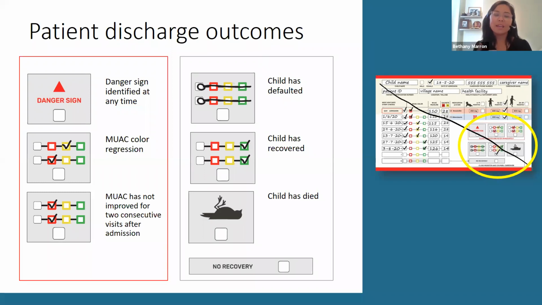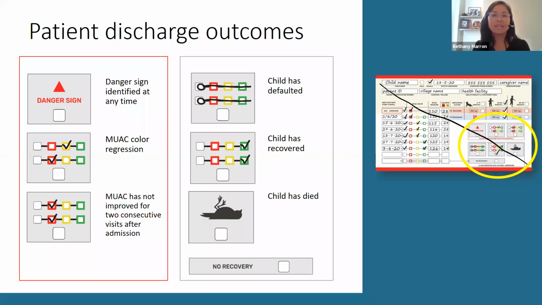Next, if a child regresses, if their MUAC color regresses, this is also related to a question that came up earlier. Say, for example, a child moved from red to yellow, now they've regressed. We recommend that child be discharged from CHW-led treatment and referred, because something is potentially not quite right there. And finally, if a MUAC does not seem to be improving, particularly if the CHW is going by color only, if it's not improving for 2 consecutive weeks, we recommend, again, that that child be discharged from CHW-led treatment.